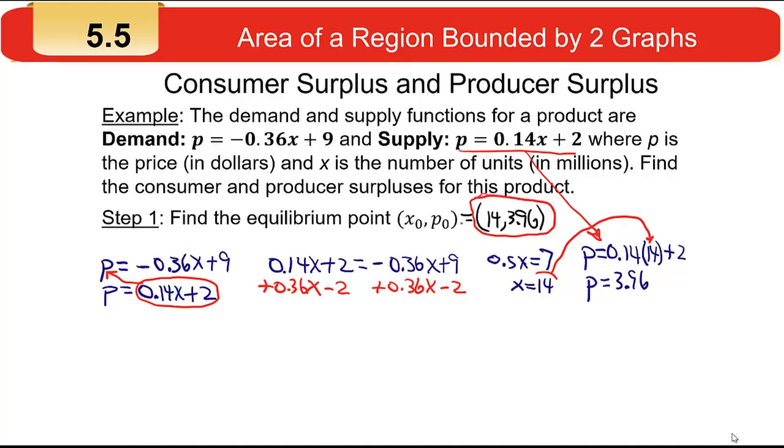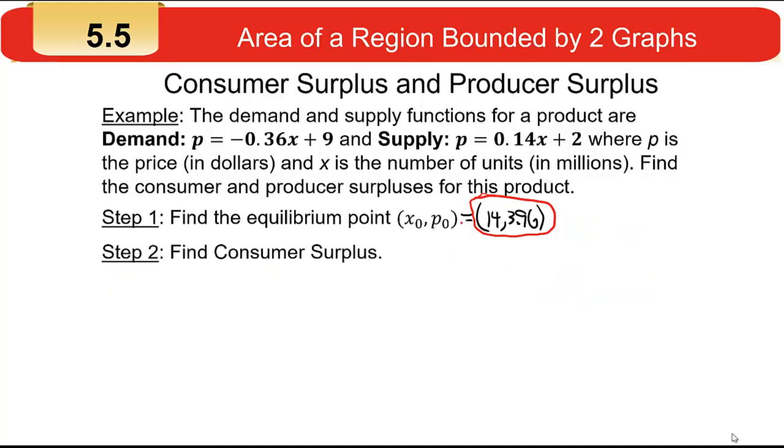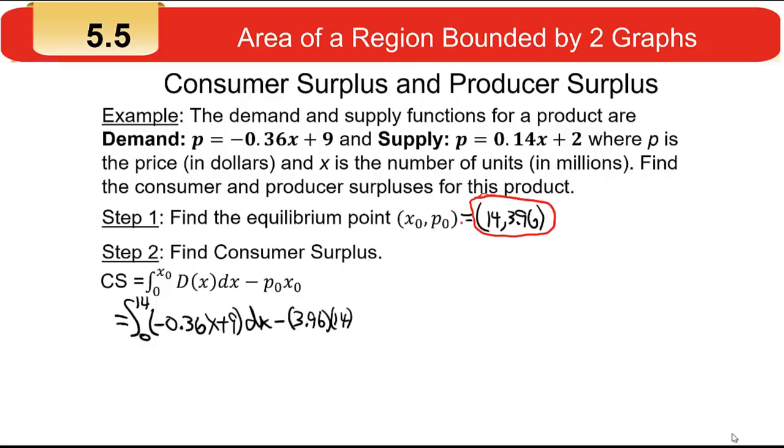Remember, the 14 is what the formula calls x sub 0, and the 3.96 is what the formula calls p sub 0. So if I wanted to find the consumer surplus first, I write down the consumer surplus formula, plug in the numbers, and do the integration. So x sub 0 is 14 and p sub 0 is 3.96. Plug in 14 for x sub 0, 3.96 for p sub 0, and plug in the demand function, which is negative 0.36x plus 9, inside the integrand. That tells you what you've got to do.